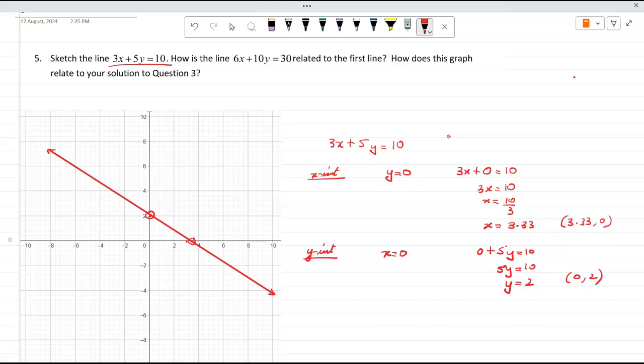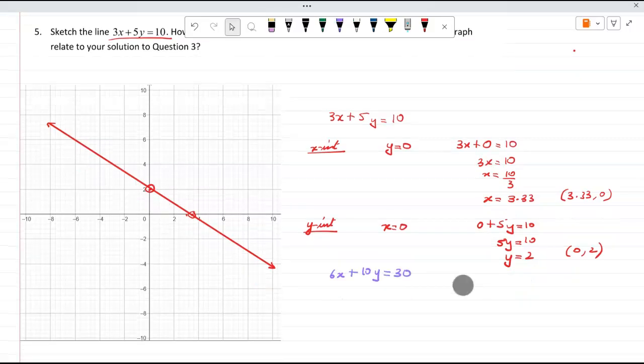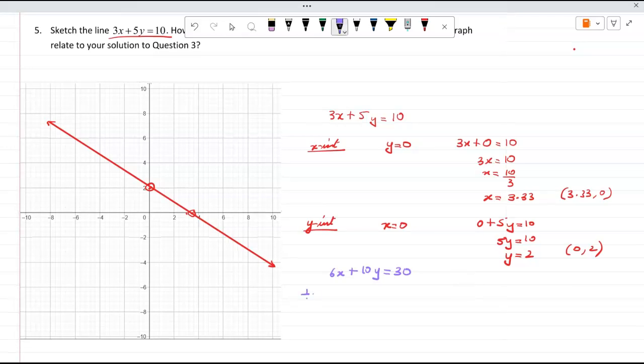And then 6x plus 10y is equal to 10. You have to graph it on the same axes. But first thing you need to see is, can you reduce this equation by something? Yes, we can divide it by 2. So if we divide it by 2, what happens? It becomes 3x plus 5y is equal to 5.